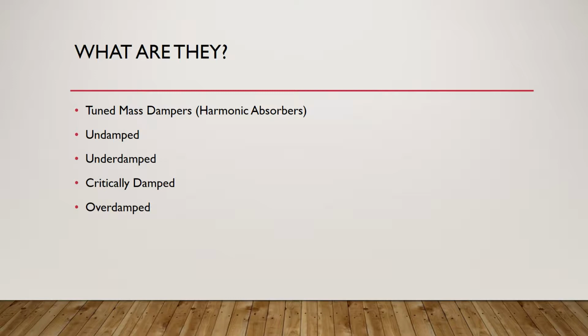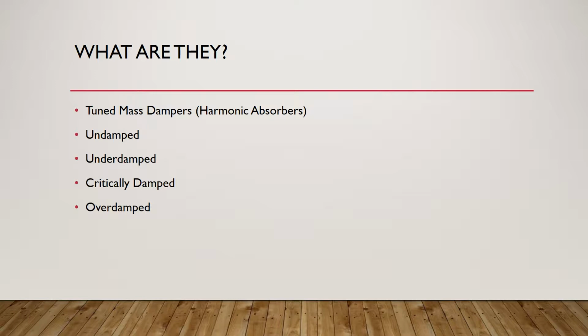Tuned mass dampers reduce the amplitude of mechanical vibrations, preventing damage and failure. For example, consider a door that uses a spring to close the door once open. This can lead to any of the above types of damping depending on the strength of the damping.